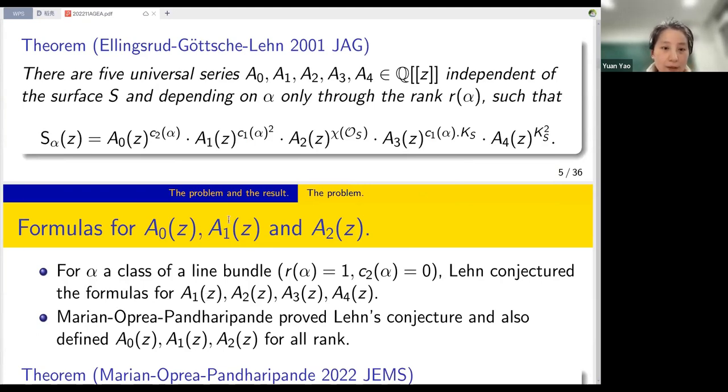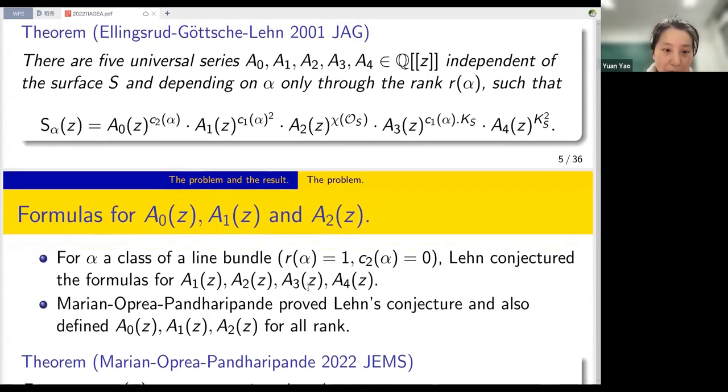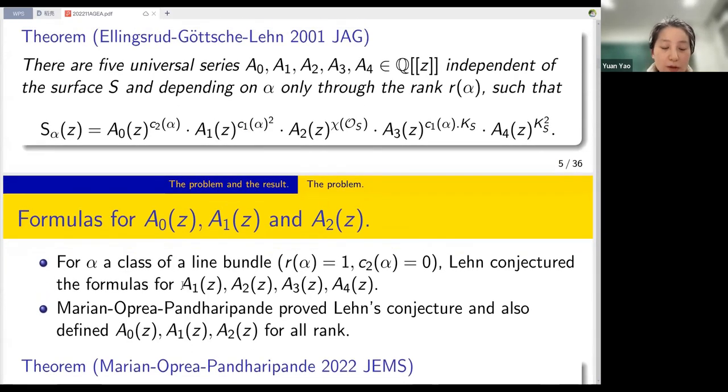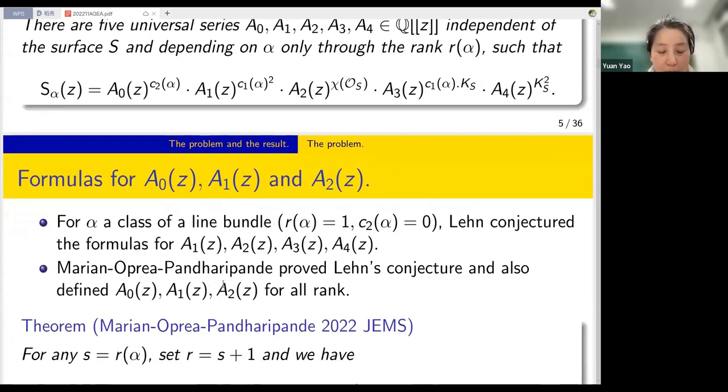Right. So you can also choose another class of rank 1 sheaves, but with a second Chern class not 0. But they still have A1, A2, A3, A4 coinciding with the line bundle case, since this universal series only depends on the rank. So Lane conjectured the formula for A1, A2, A3, A4, and Marian, Oprea, Pandharipande proved Lane's conjecture.